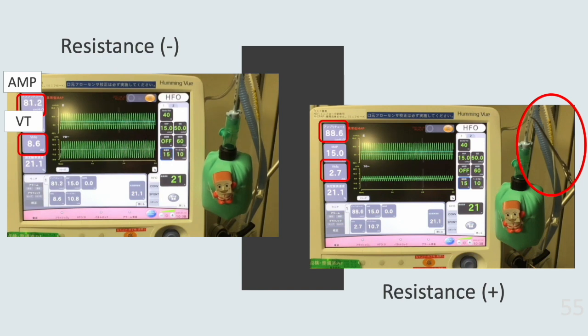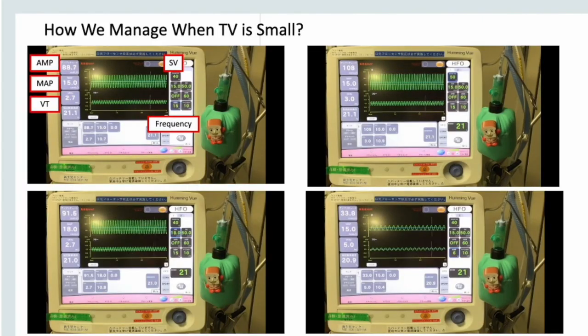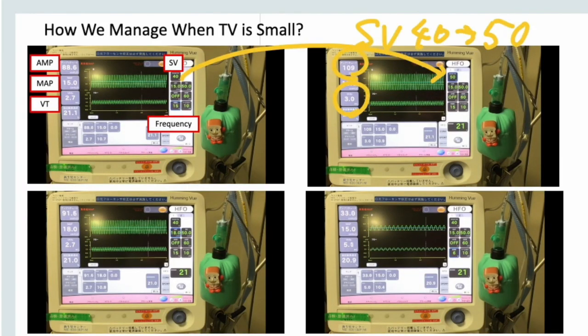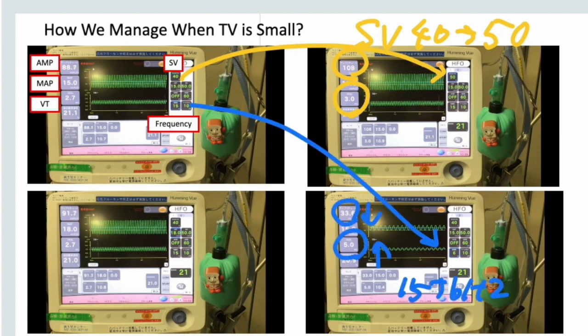So how do you actually change the ventilator settings when the target tidal volume is not reached? One way to do this is to increase stroke volume, which increases the pressure supplied by the ventilator, resulting in an increase in tidal volume. A further option is to lower the frequency. For the same stroke volume, the amplitude is reduced because the piston is ejected for a longer time. By supplying pressure over time at a lower pressure, tidal volume increases.